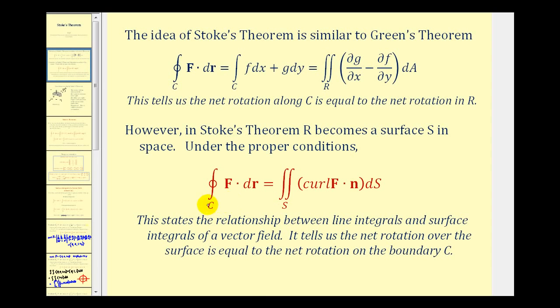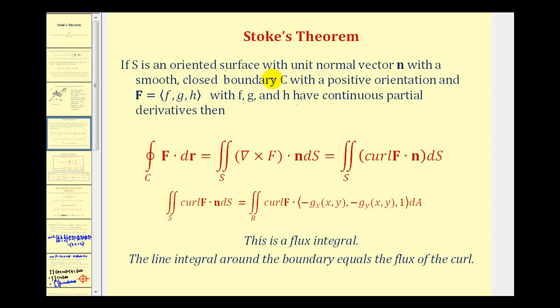So as a quick review, here's Stoke's theorem, and it states the relationship between line integrals and surface integrals of a vector field under specific conditions. And it tells us that the net rotation over the surface is equal to the net rotation along the boundary C, given that all of the following conditions here are met. And since we discussed all of this in part 1, we're going to go straight to our second example.